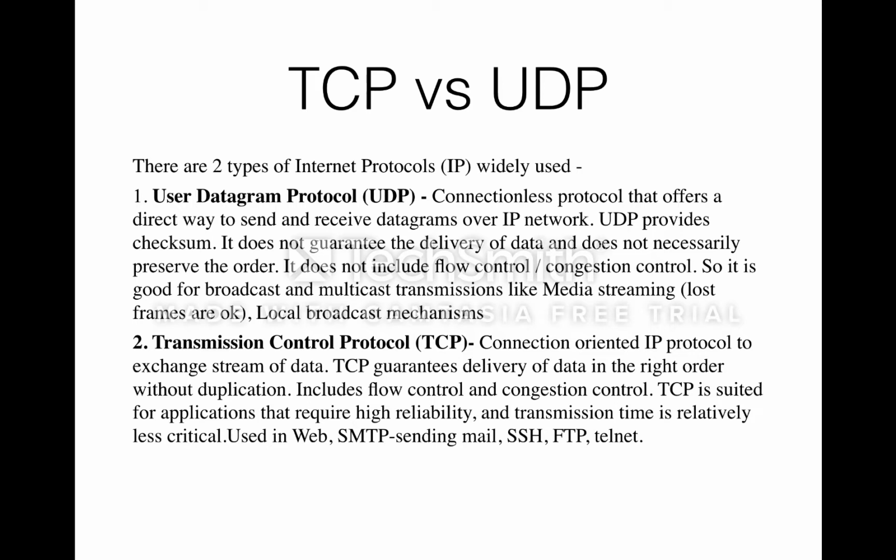TCP also includes flow control and congestion control. So TCP is suited for applications that require high reliability, but the transmission time is less critical, as TCP is a little slower than UDP because of the process that it needs to establish a connection. So it is used in web, SMTP, SSH, FTP, Telnet, etc.